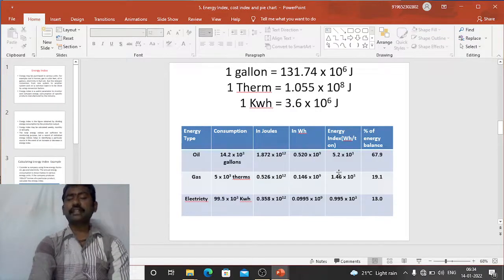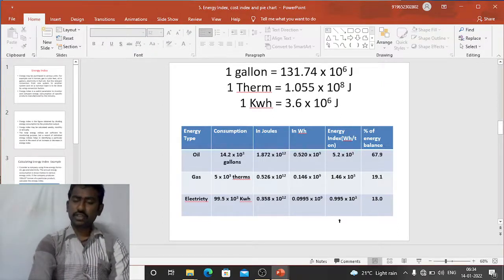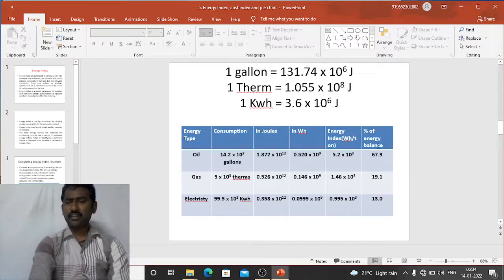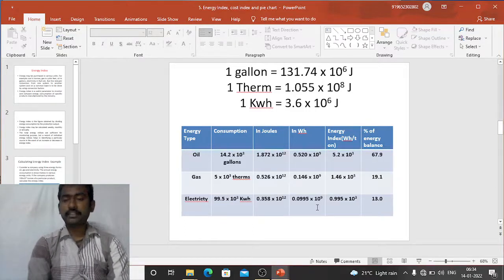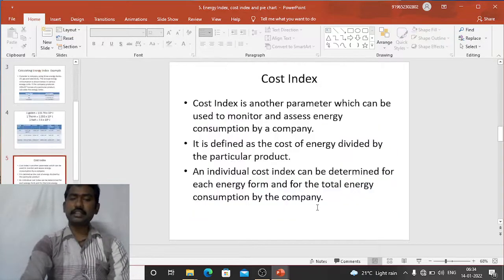And what is the percentage of each? We add all these to get the total value. Then the oil value, 5.2 into 10 cube, divided by the total value and multiplied by 100 gives the percentage of the energy balance of the oil. Likewise 1.46 into 10 cube divided by the total energy into 100 gives the percentage of the energy balance for gas, and similarly we get 13.0 percent as the energy balance for electricity also.